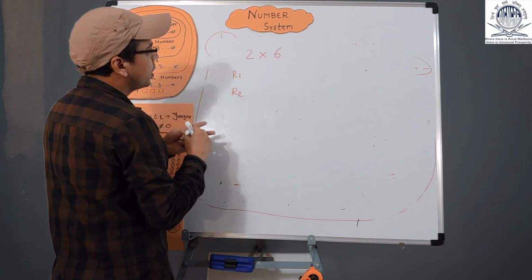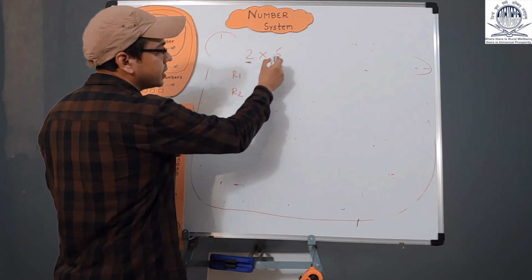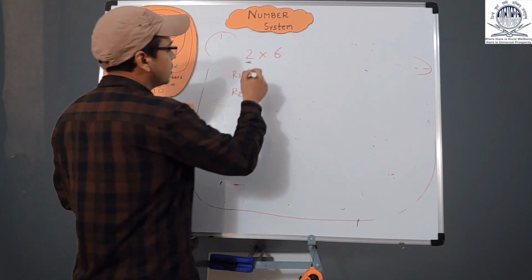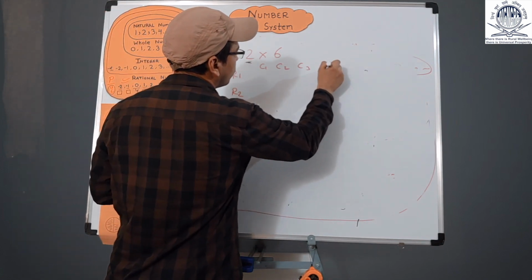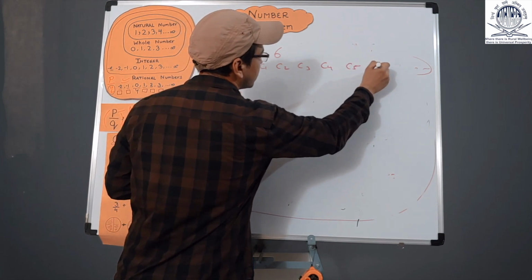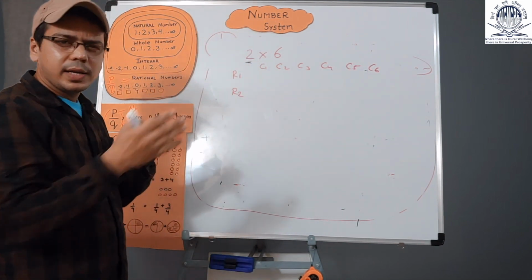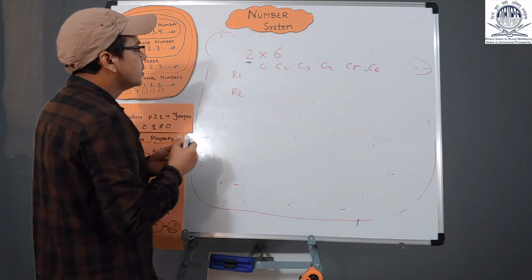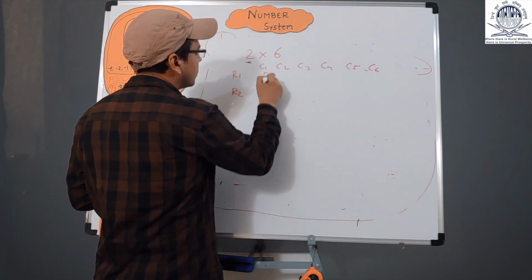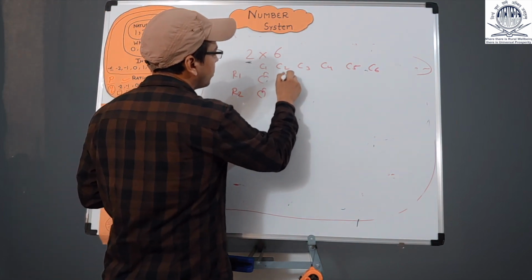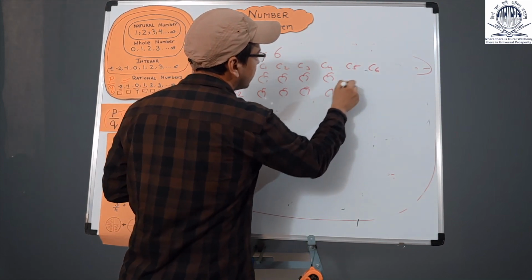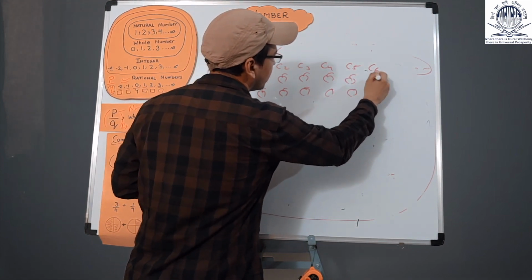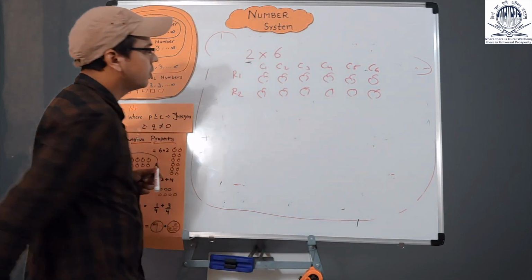Why? Because you have 2 over here and you can get 6 columns. So you can get column 1, column 2, column 3, column 4, column 5, column 6. And we'll arrange our apples in such a way. So we have 1 apple, 2 apple, 3 apple, 4 apple, 5, 6, 7, 8, 9, 10, 11, and 12.